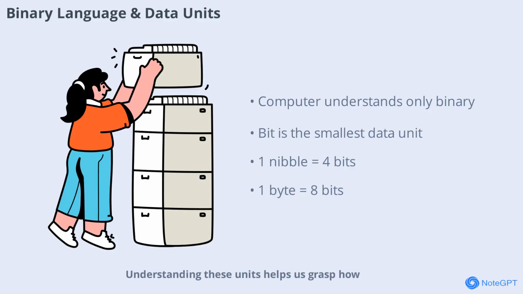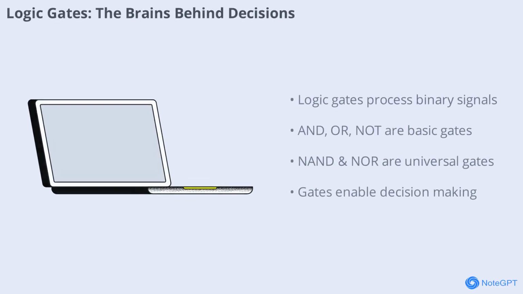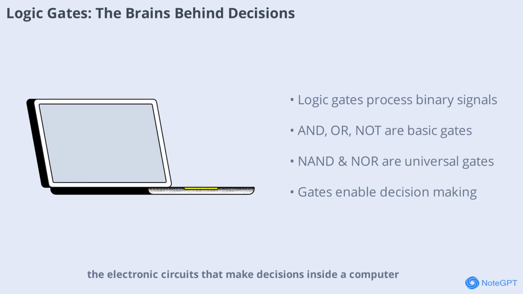Understanding these units helps us grasp how computers store and manipulate vast amounts of information. For example, a single nibble is 4 bits while a byte is 8 bits. This binary foundation is what enables computers to perform complex calculations, store multimedia, and run sophisticated programs, all by manipulating simple on-off signals.